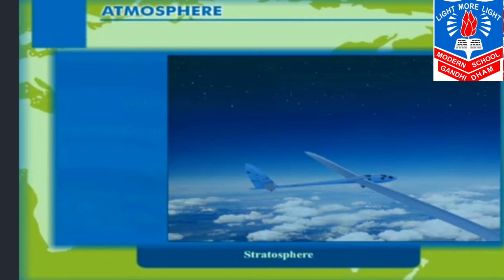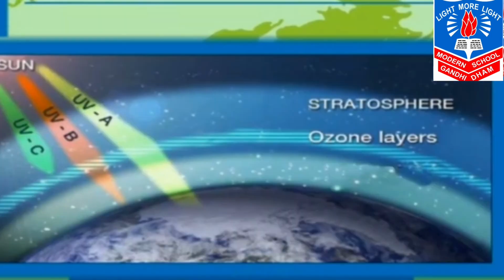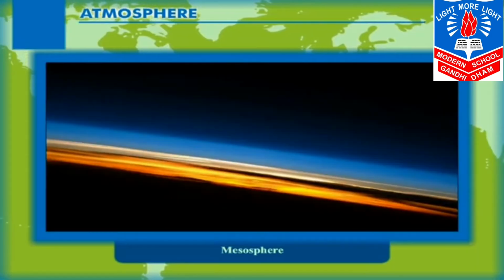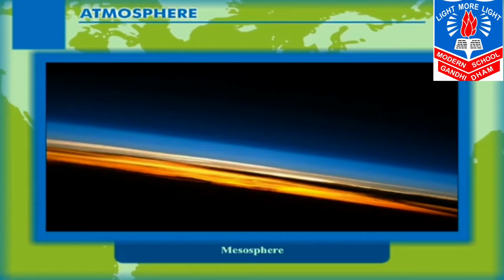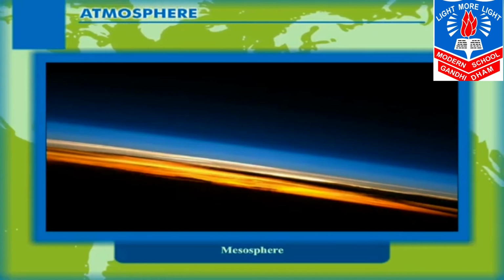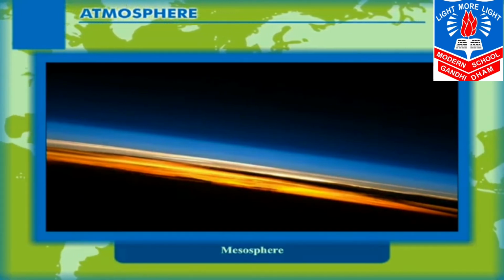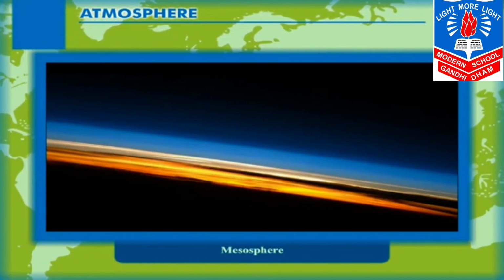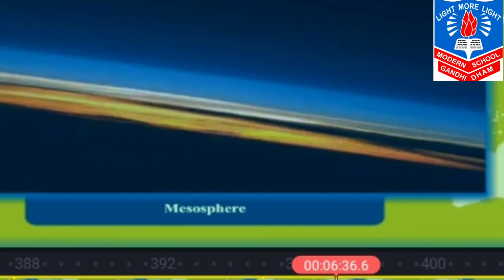At an altitude of about 15 kilometers to 35 kilometers, the amount of ozone gas is high, which absorbs the sun's extremely hot ultraviolet rays. Next layer is mesosphere. The part of the atmosphere up to an altitude of about 80 kilometers above the stratosphere is called the mesosphere. Here the temperature decreases with increasing altitude.